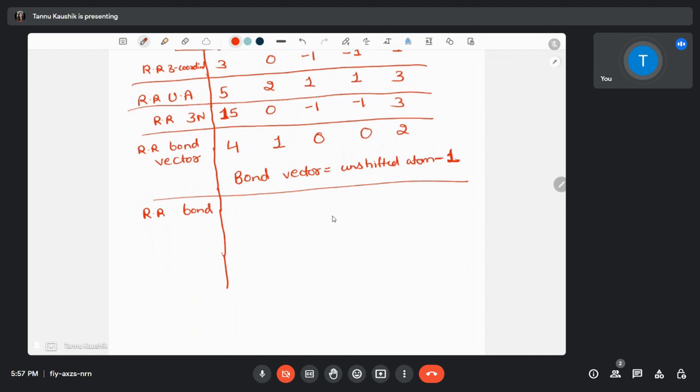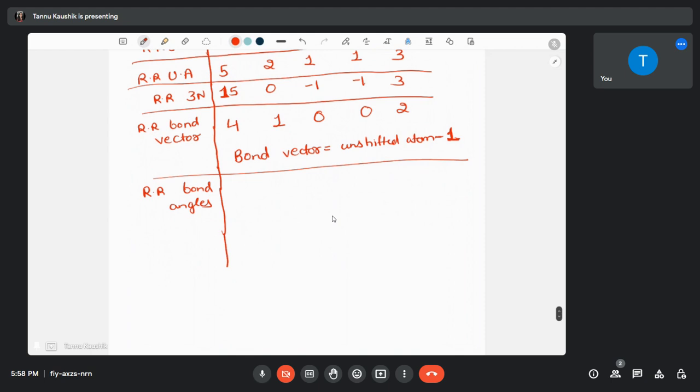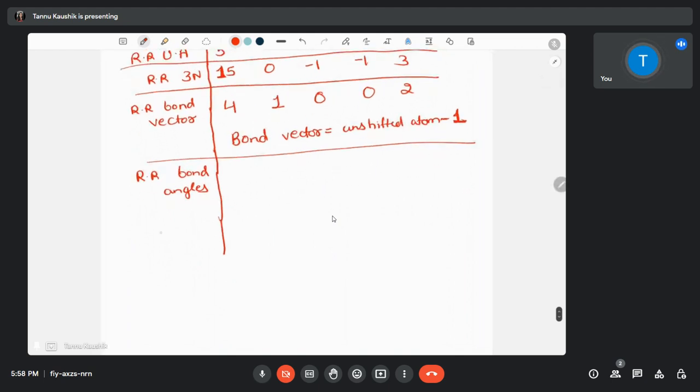Now reducible representation for bond angle. In cases where the number of atoms is lesser, you can easily find out the reducible representation for bond angles. But as the number of atoms increases, it becomes difficult to find out the changes in the bond angles and the possible bond angles in the molecule. So generally this is not asked, but you should know how to find it out. So for CH4, I'm representing it like this.